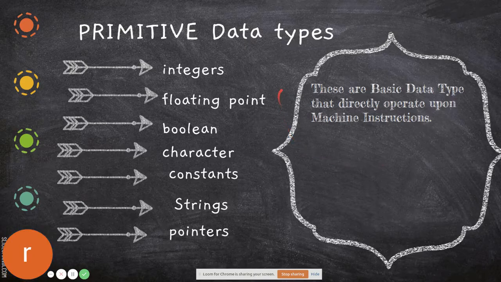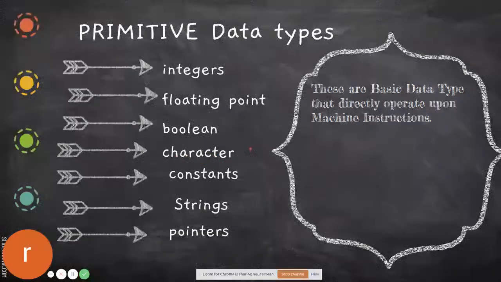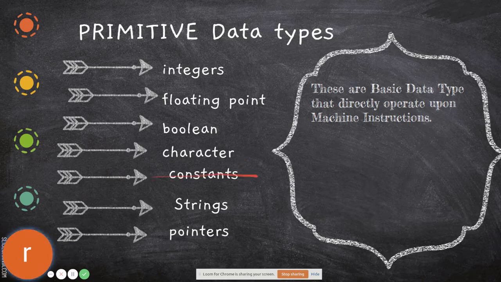Primitive data types are basic data types that directly operate upon machine instructions. So they can be directly stored in memory locations as an individual, as an atom. Some of the primitive data types are integers and floating point. Integers are nothing but whole numbers without any decimal point. Floating point are numbers with a decimal point. Boolean is either a 1 or a 0, or true or false value. Then character, a single character.